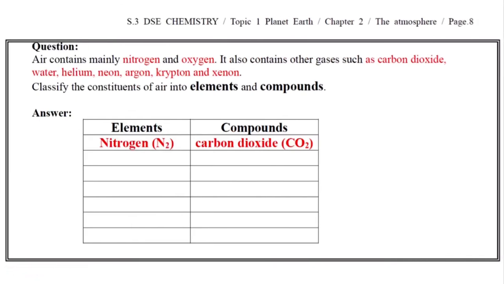Okay, so questions here. Air contains mainly nitrogen and oxygen, and also carbon dioxide, water, helium, and many others. Now classify these constituents into elements and compounds. So you do it now.